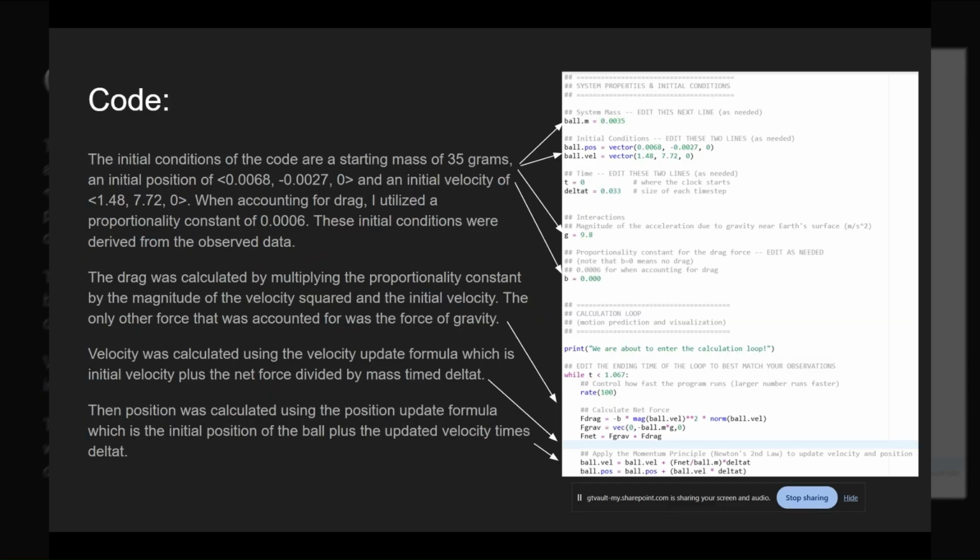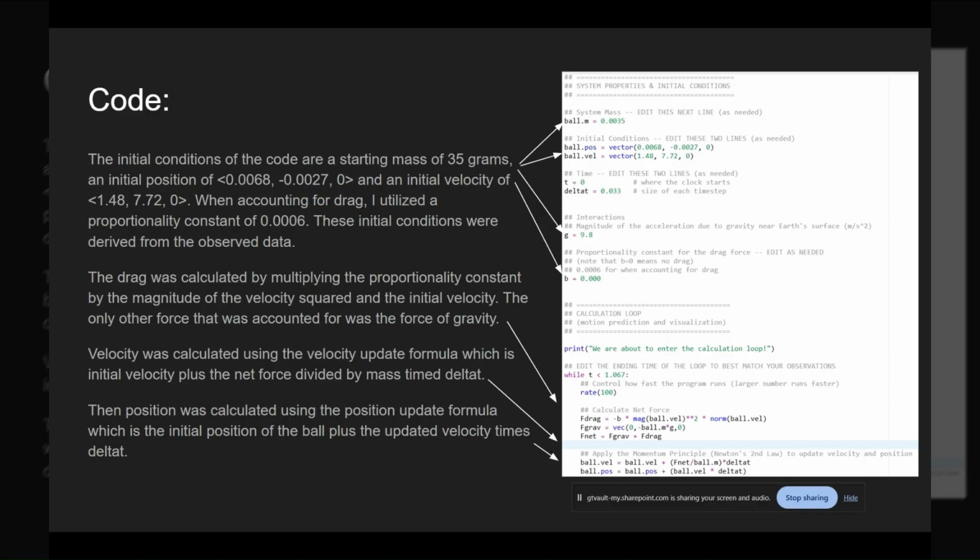The initial conditions of the code are a starting mass of 35 grams, an initial position of 0.0068, negative 0.027, and 0 meters, and an initial velocity of 1.48, 7.72, and 0 meters per second. When accounting for drag, I utilized a proportionality constant of 0.006. These initial conditions were derived from the observed data. The drag was calculated by multiplying the proportionality constant by the magnitude of the velocity squared and the initial velocity, and the only other force that was accounted for was the force of gravity.